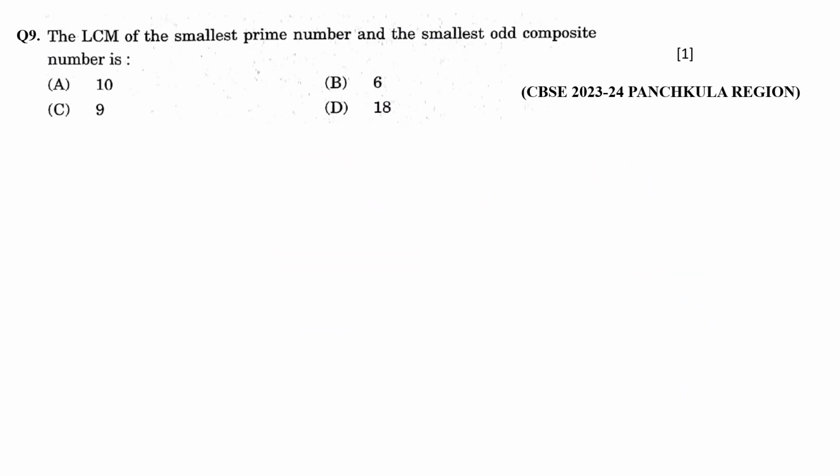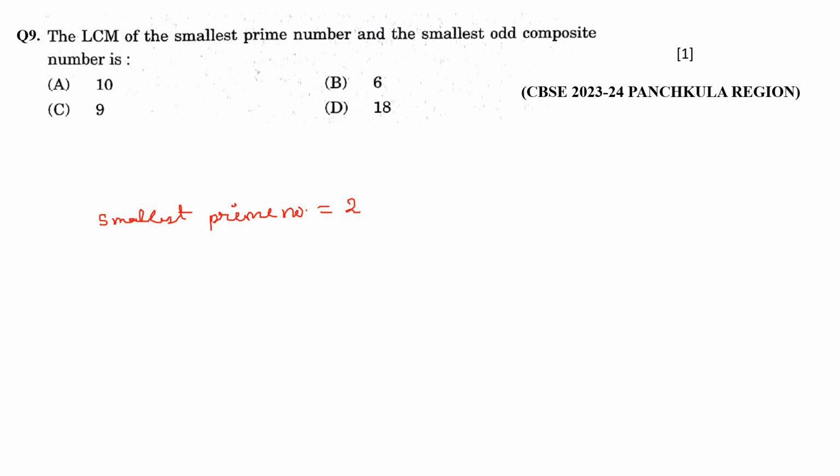Now question number 9. The LCM of the smallest prime number and the smallest odd composite number is. So first of all, the smallest prime number is 2, right? Smallest prime number, we know that it is 2. And what about the smallest odd composite number?